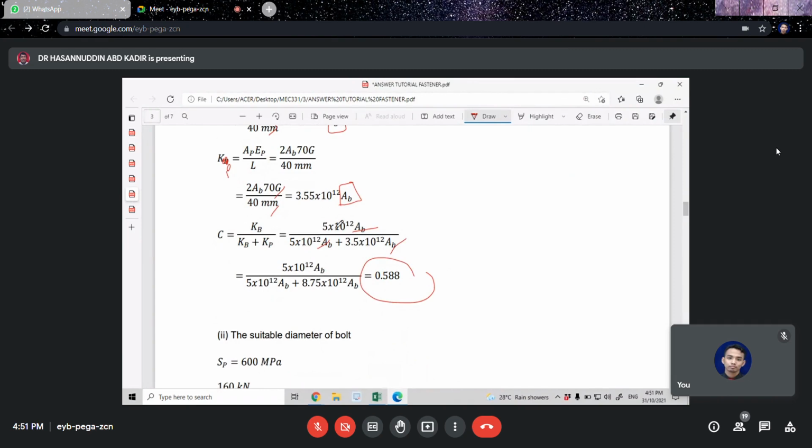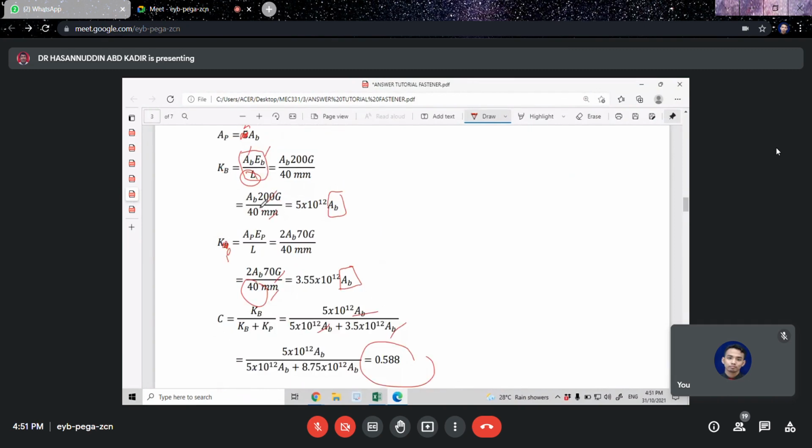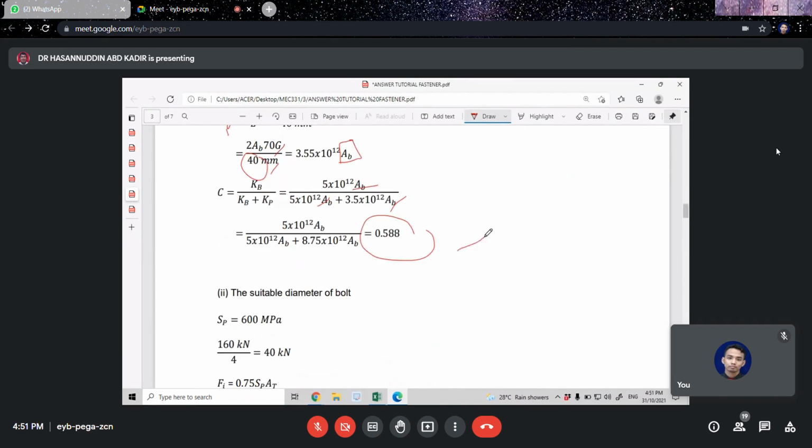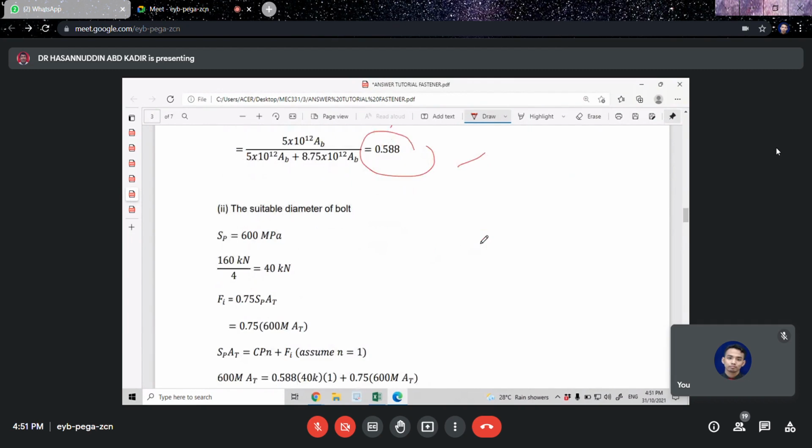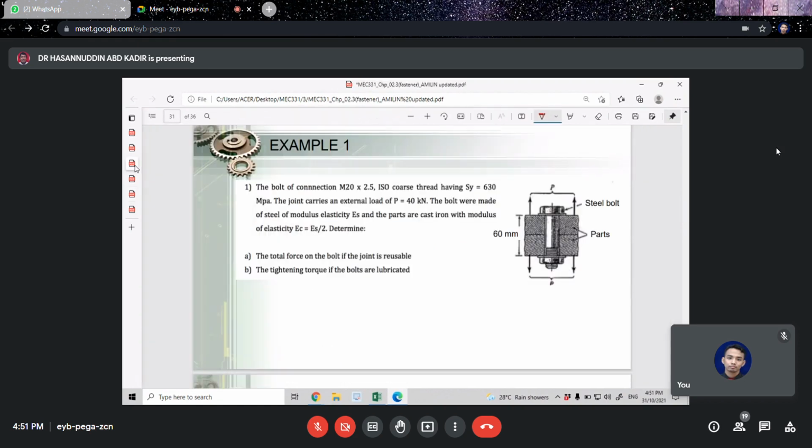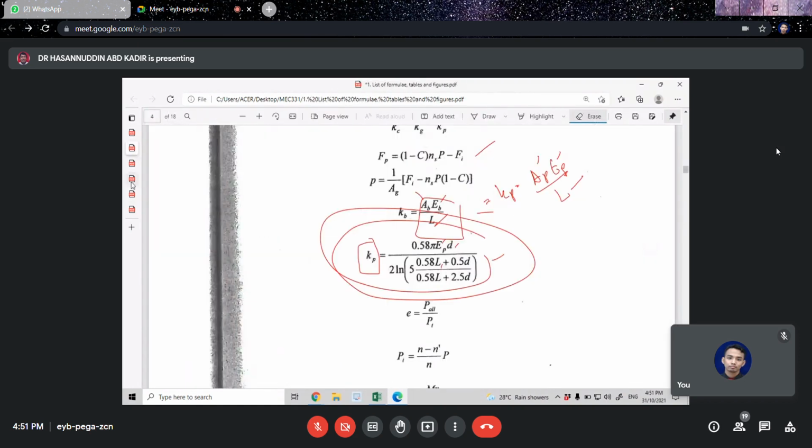Then you can get the value of L here. Same the bolt, then you can get the value of C. From the value of C tu, here they already mentioned that the stress of the part is equal to 600 megapascal. SP is 600 megapascal. So, okay, kita tengok dulu this one.